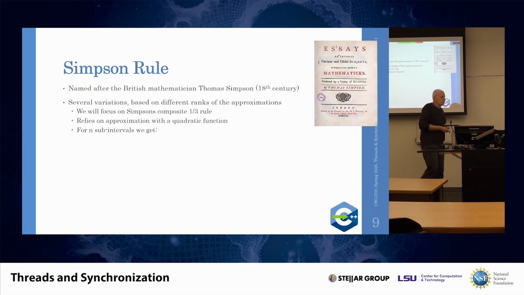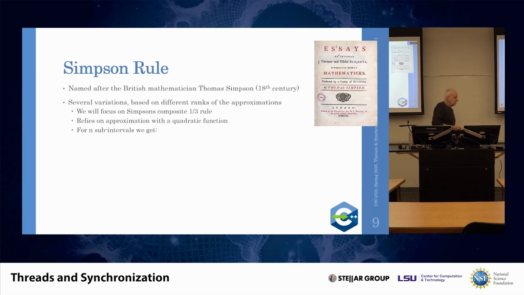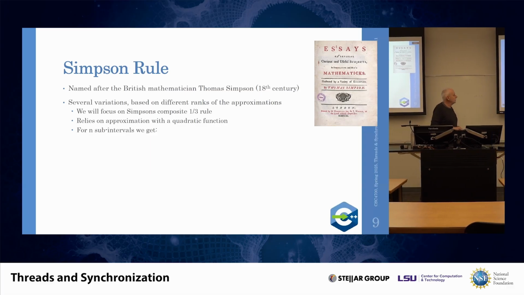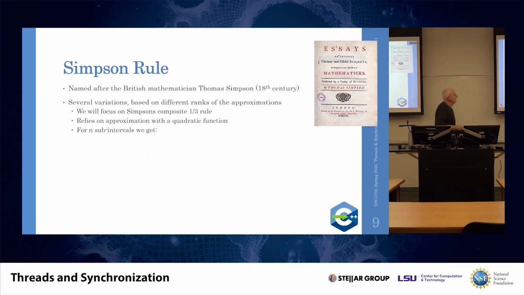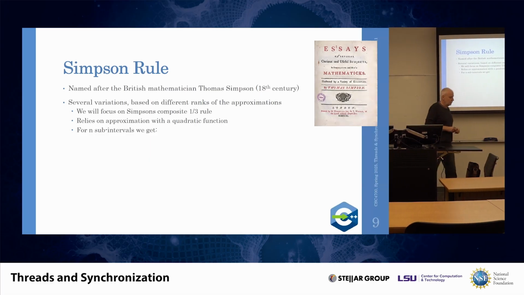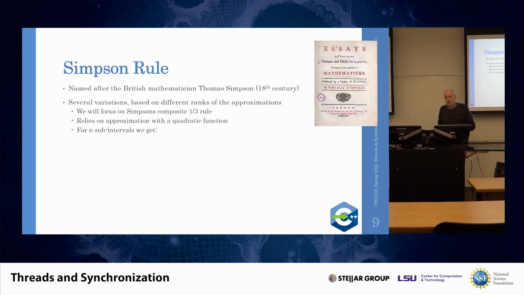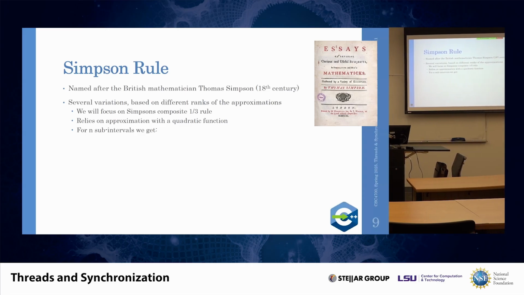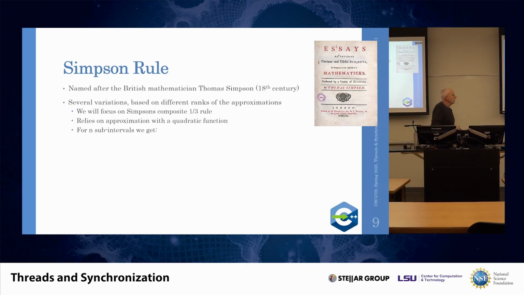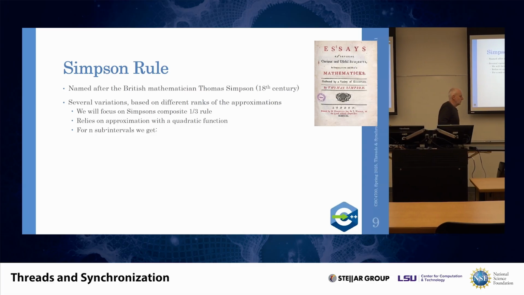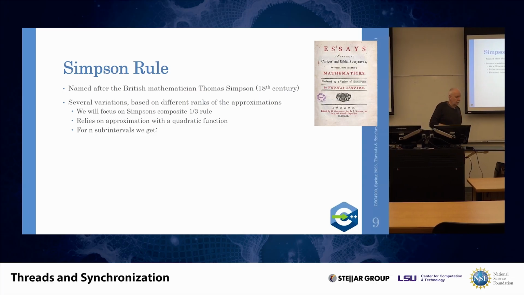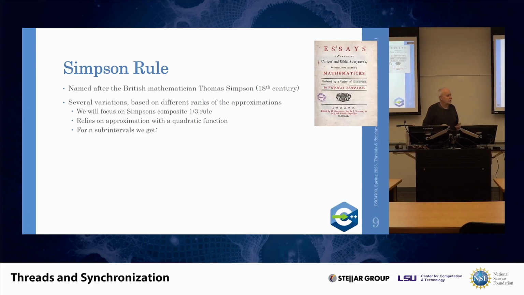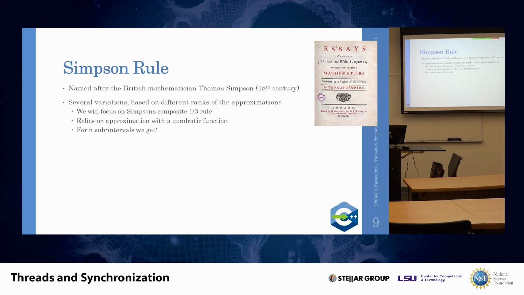A short word about Simpson's rule. Simpson's rule is named after another mathematician from the 18th century, Thomas Simpson. That's why I don't have a picture of him, but I have a picture of the book where he published that. There are many variations of Simpson's rule, but I want to show you just one, which relies on approximating the function in between two points using some higher-degree polynomials.